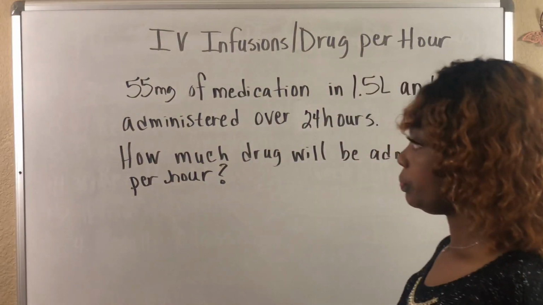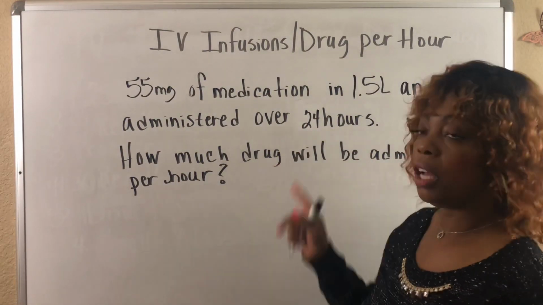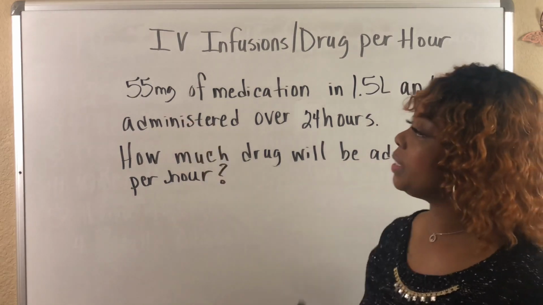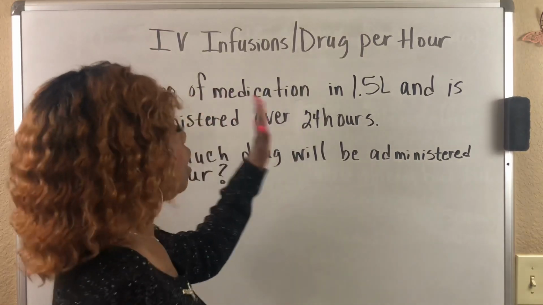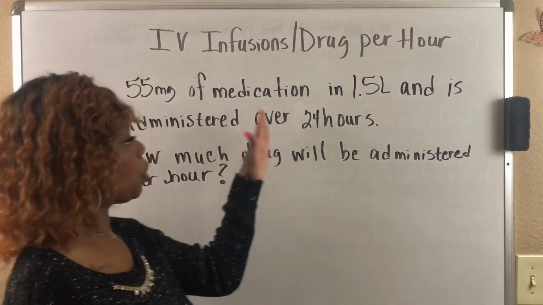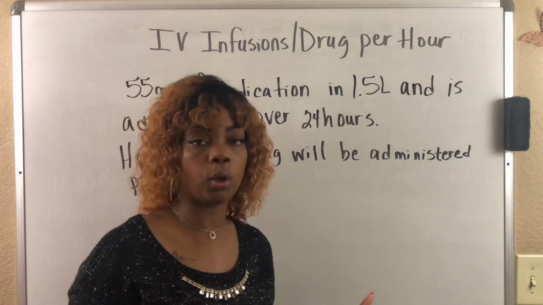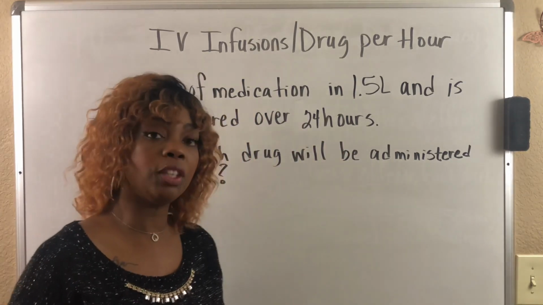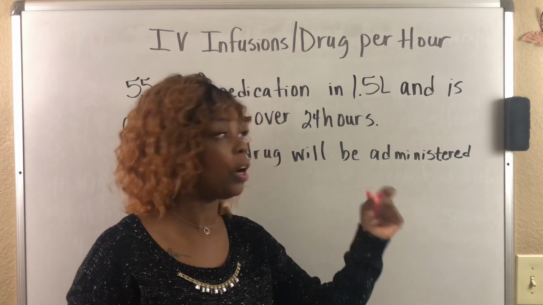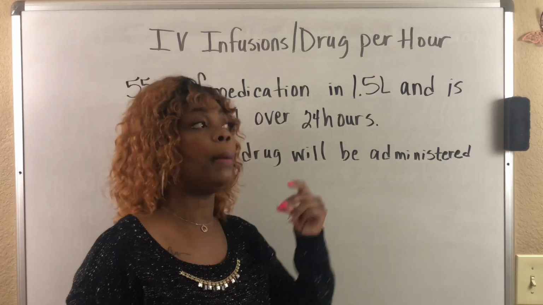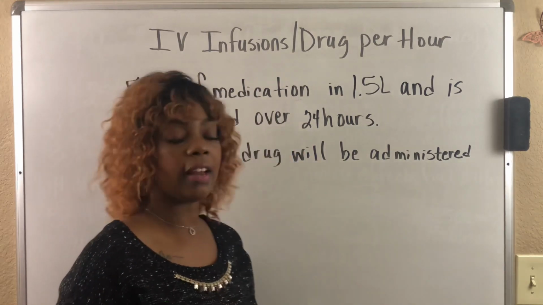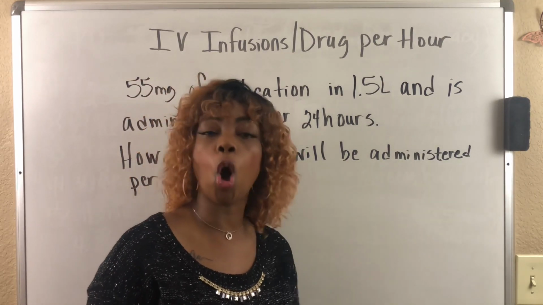Okay. Now, I raised the number up just a little bit just to show you something different. All right, so now this says we have 55 milligrams of medication in a 1.5 liter bag and it is to be administered over 24 hours. But remember, we're just trying to find out how much drug that patient is going to be receiving every hour, per hour. Not in the 24-hour period, but per hour. 2 o'clock, 3 o'clock, 4 o'clock. We're trying to find out how much drug they're going to be receiving on the hour.